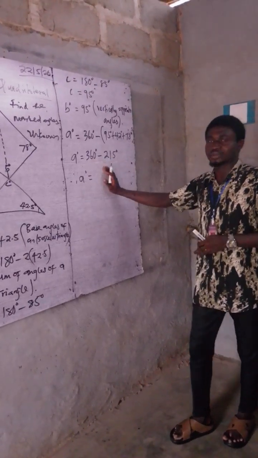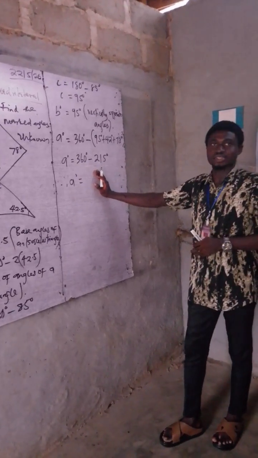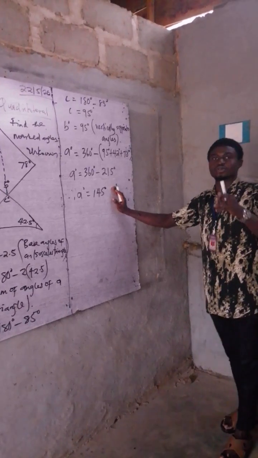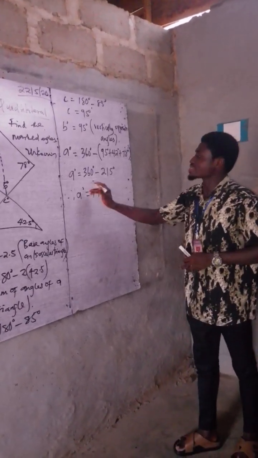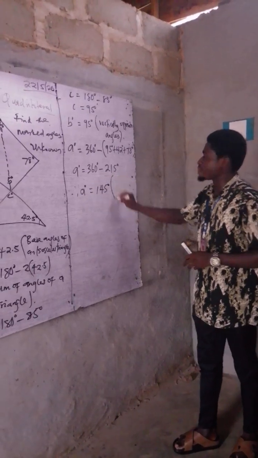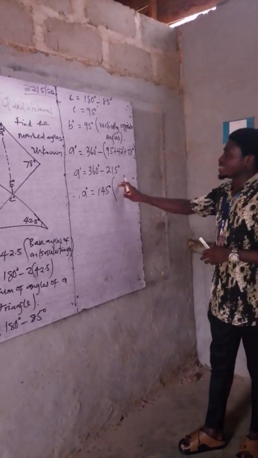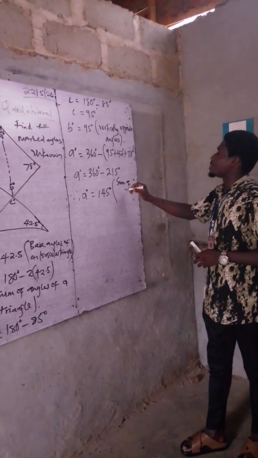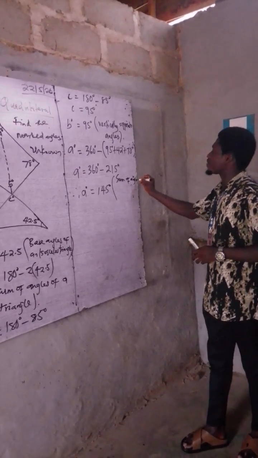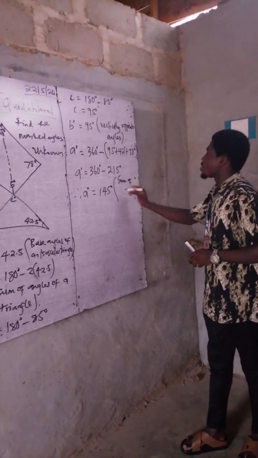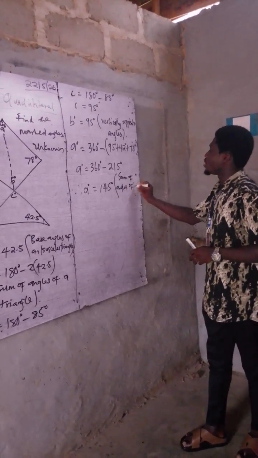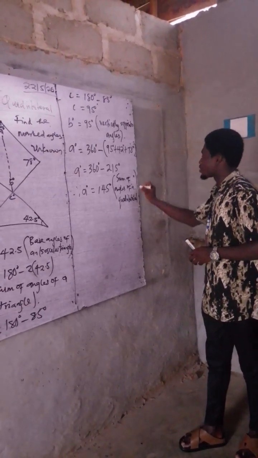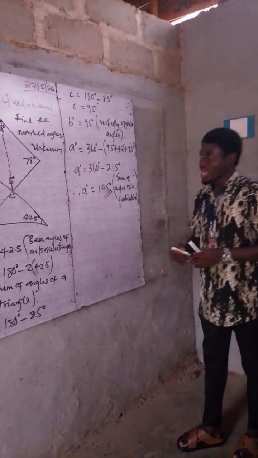Subtract this now, minus 215, I think we should be having 145. So 145 degrees. But I would also like you to state the reasons. That means your final answer for A degrees is 145. It is also necessary for you to state the reason. The reason there is the sum of angles of the quadrilateral. Sum of angles of the quadrilateral. So this becomes our final answer.